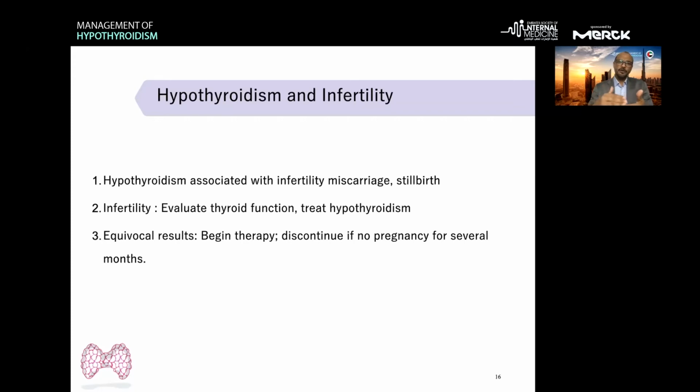So the recommendation is that any patient with infertility should be evaluated with a thyroid function test. Hypothyroidism has to be treated. If patients are even subclinically hypothyroid and not frankly hypothyroid, they have to be treated to normalize their thyroid function test. And that has been found to improve their fertility.